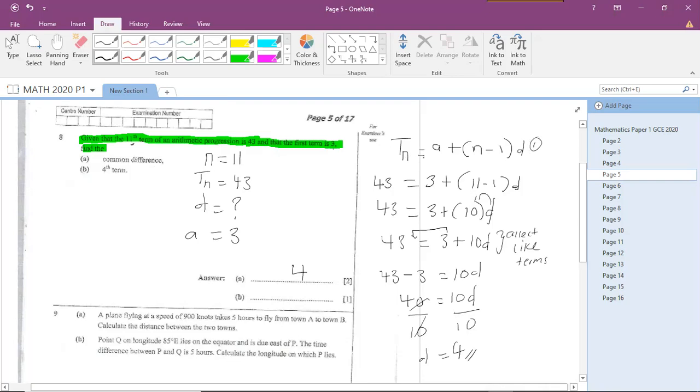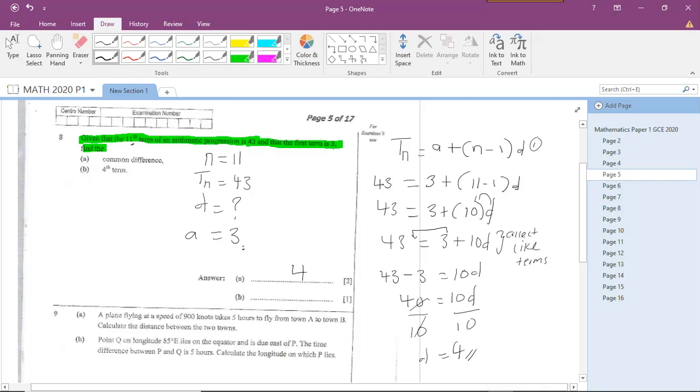Nth term is equal to the first term A plus n, which is the term that you want, the 12th term, etc., minus 1 multiplied by d, which is the common difference. You extract the information. N is the 11th term, and that 11th term is equivalent to 43, so Tn is 43. You want to find the common difference, and you know what the first term is. The first term is 3.